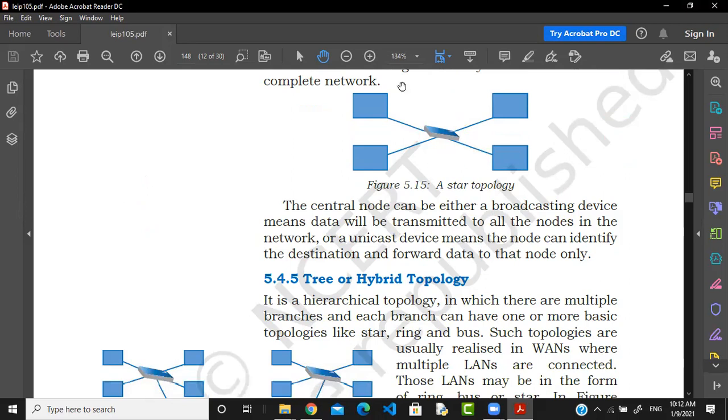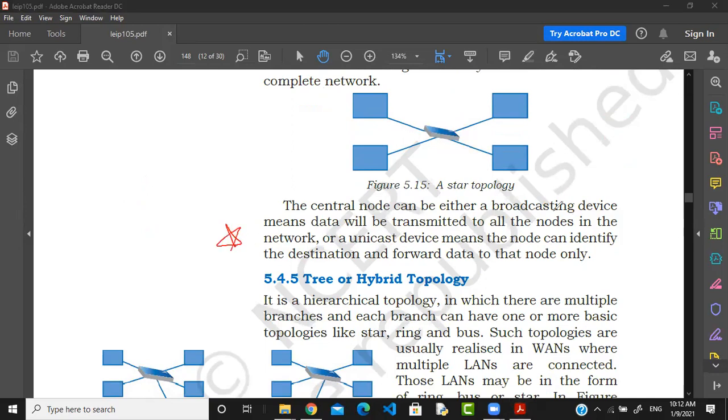Acha, what is the meaning of broadcast and unicast? There is one question you will get from this part also. This is a very important question. So remember that. What is the meaning of broadcast and what is the meaning of unicast? And what is the difference between broadcast and unicast? So there are two possible questions from this part.